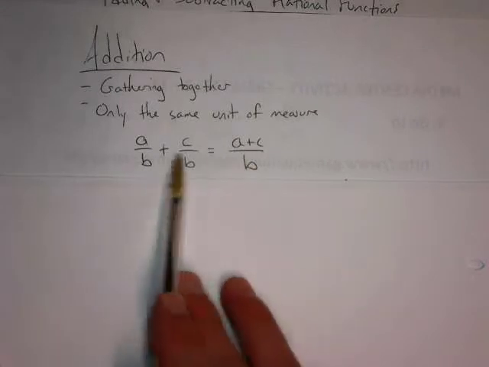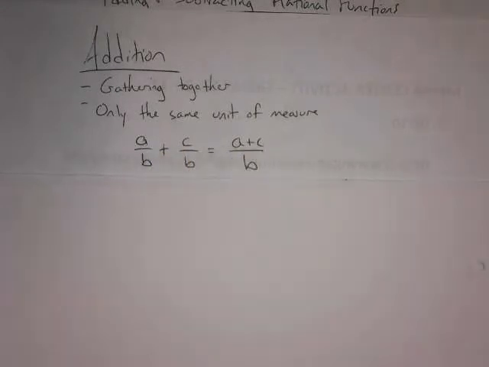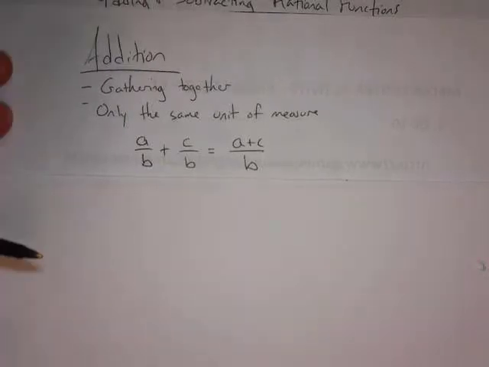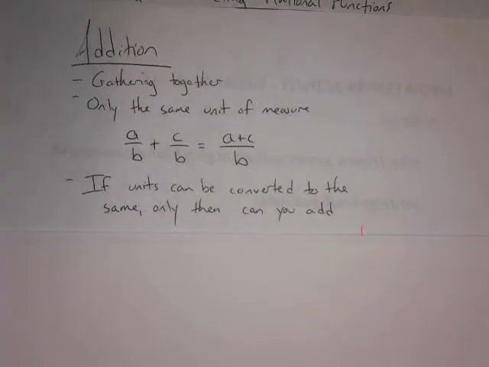Okay, so how would we figure that out? Well, A over B plus C over B is A plus C over B. That's how many over B's there are. So when we're dealing with rational numbers, I consider the denominator a unit of measure, and that just helps with conversions and operating. So if the units can be converted to the same, then you can add them.